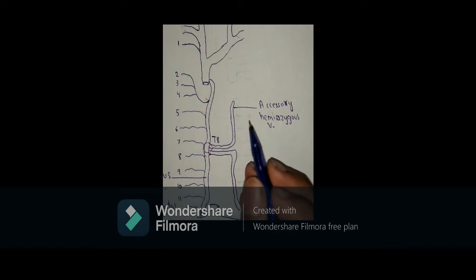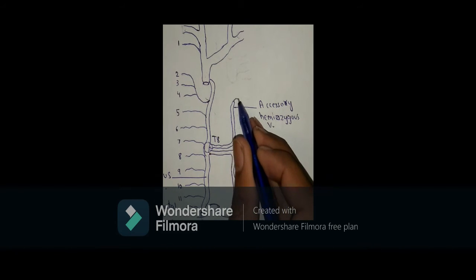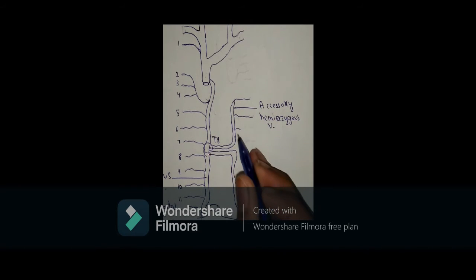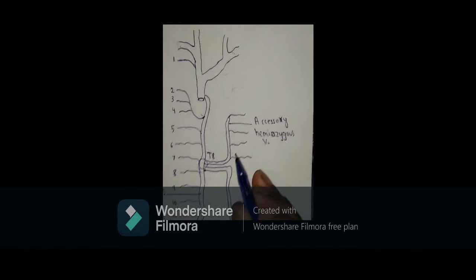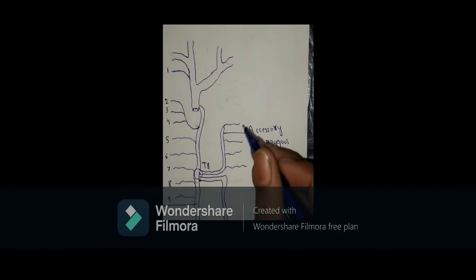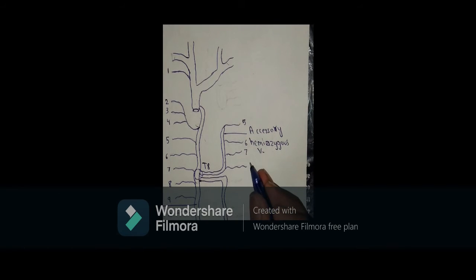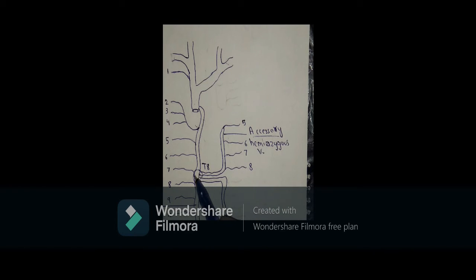This accessory hemiazygous vein is going to give the left posterior intercostal branches. The fifth, sixth, seventh, and eighth left posterior intercostal branches are given off by the hemiazygous vein, which arises at the level of the T8 vertebra from the azygous vein.